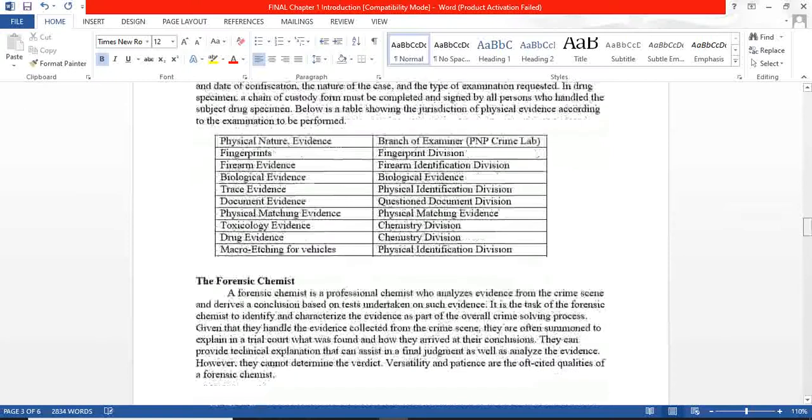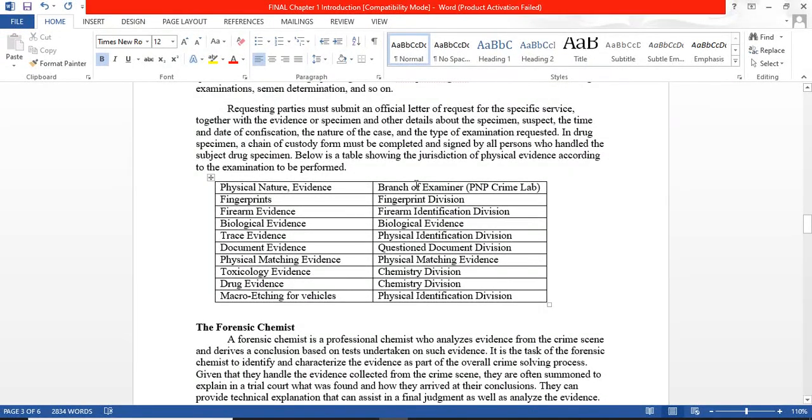So requesting parties of the submission, kung mapangayo ka sa aton nga mga forensic lab, we have here submit an official letter of request for a service together with the evidence or specimen and other details about the specimen, suspect, the time and date of the confiscation, the nature of the case, and the type of examination requested. In drug specimen, a chain of custody form must be completed and signed by all persons who handle the subject drug specimen.